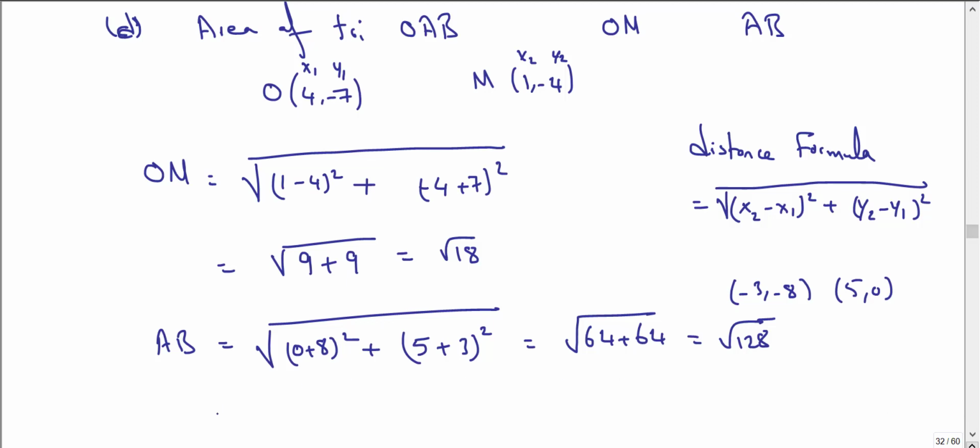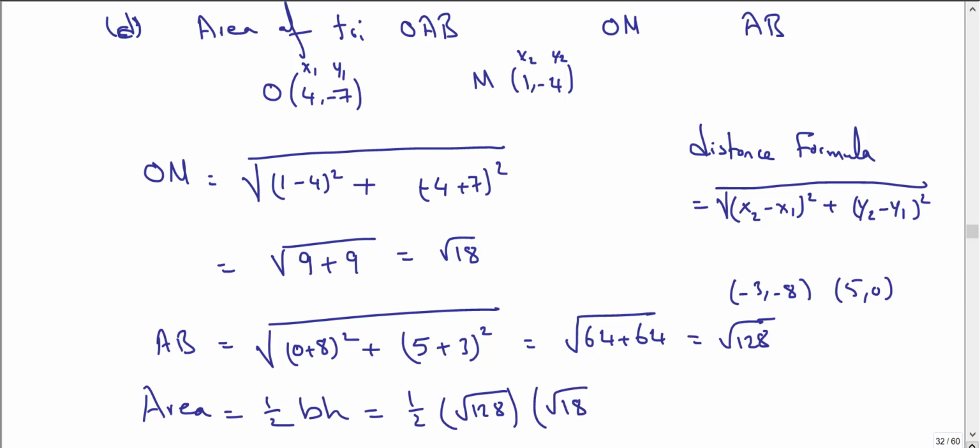Okay, now the area: the rule for the area is half times the base times the height, which is root 18. Can you put this on the calculator and tell me what's the answer? Yeah.